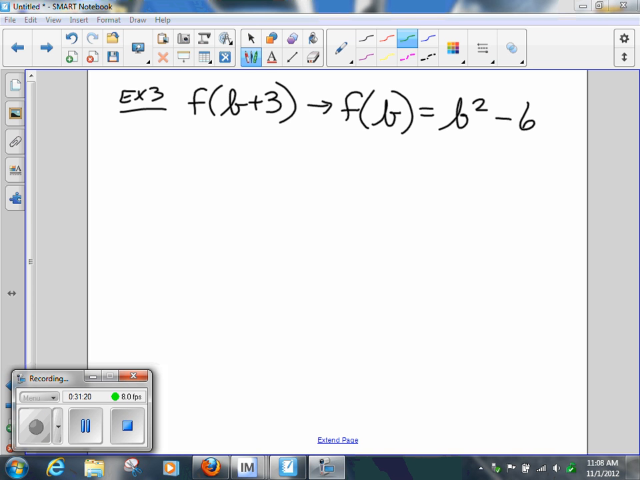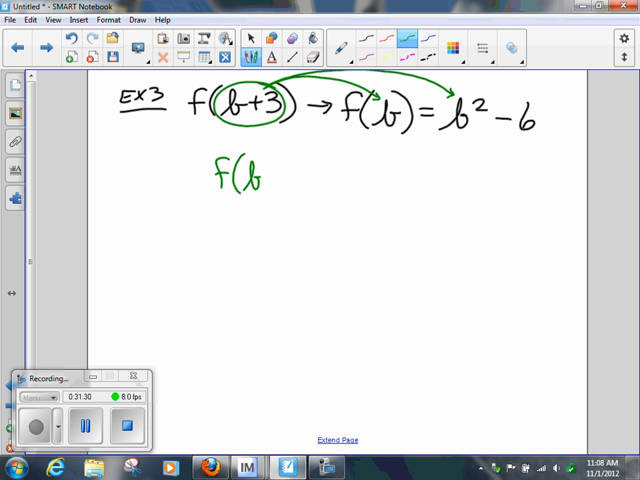Oh, take the b plus 3 and put it in place of b, correct? Okay. Let's just rewrite it. That's what you just did earlier. You said put the b plus 3 in place of b. Did I do that? Yeah. Now you've got the quantity b plus 3, quantity squared, minus 6. Evaluate that for me.